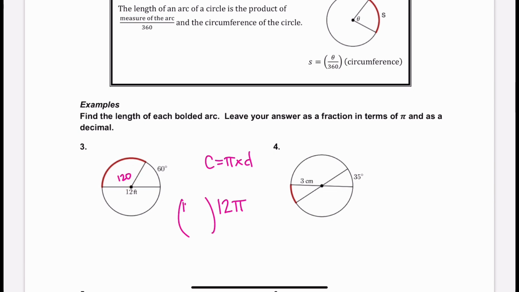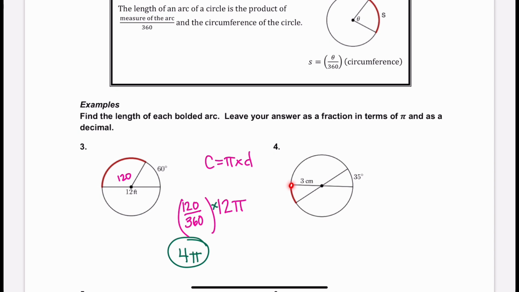So I'm going to put 120 over 360 times 12 pi in our calculator. I will need to make sure I have a multiplication sign in between, or else the calculator is not going to know what to do with that. This will give me 4 pi for that bolded arc. That's the length of that arc.